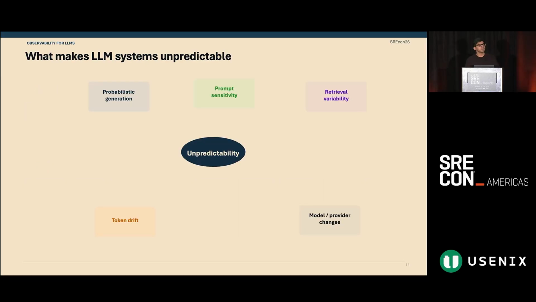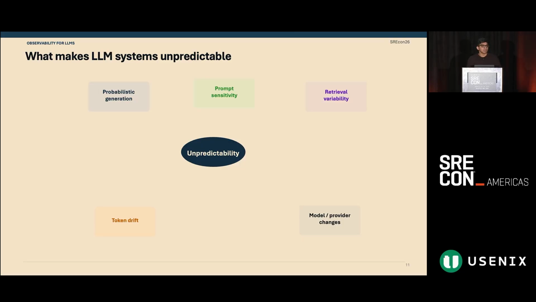So what are the sources of unpredictability for LLM applications? The first is that tokens are generated through a probability distribution. For each next token, the model uses a probability distribution and tries to find the token with the highest probability. That means the same input can lead to different outputs. Secondly, small changes in prompts can lead to highly variable outputs.